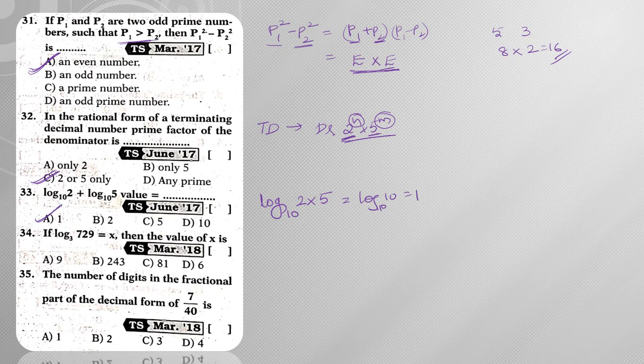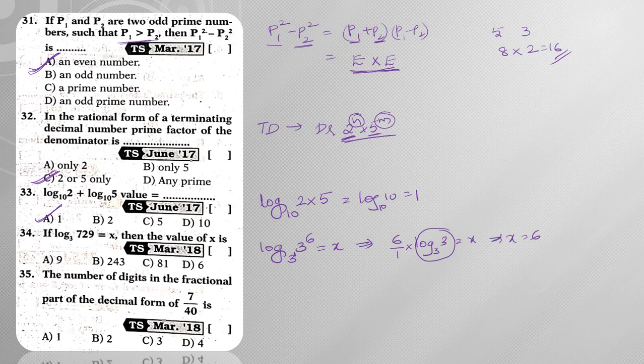Next, moving on to question number 34. Already we have seen 729. So 729 is nothing but 3 power 6, which is equal to x. Now using the power rule I can write it as 6 by 1 into log 3 to the base 3 is equal to x. So log 3 to the base 3 is 1. Clearly x is equal to 6.